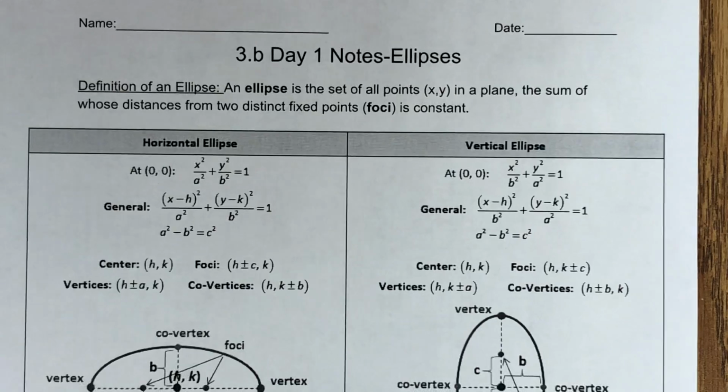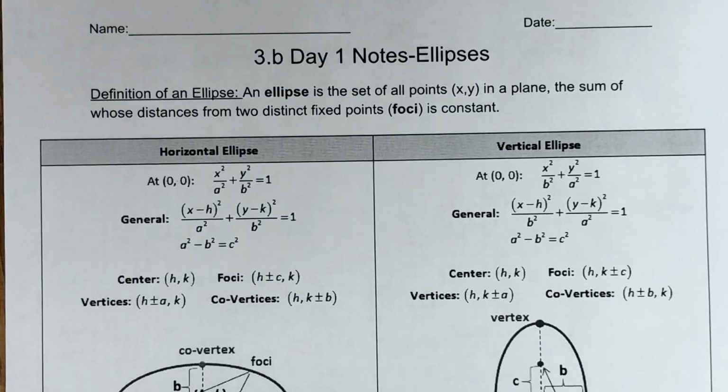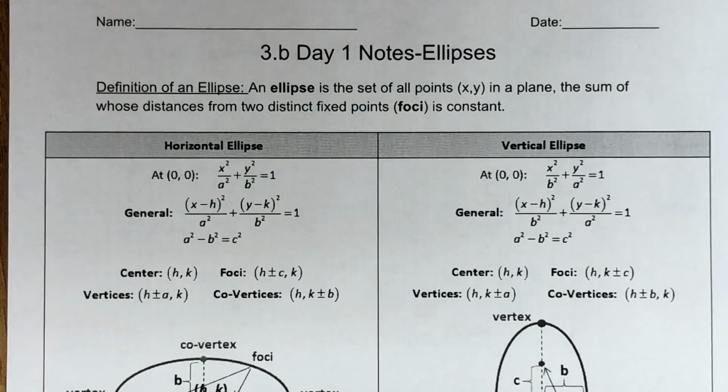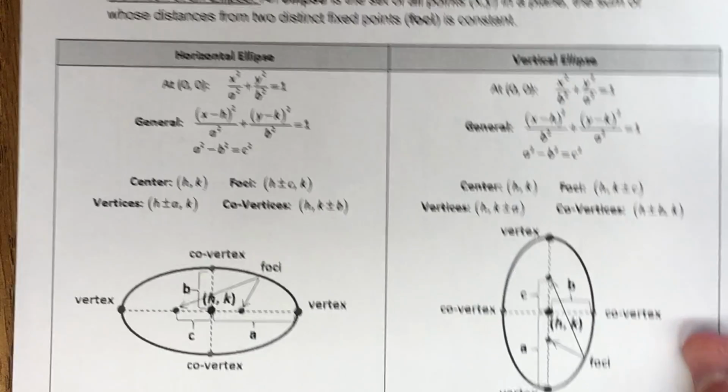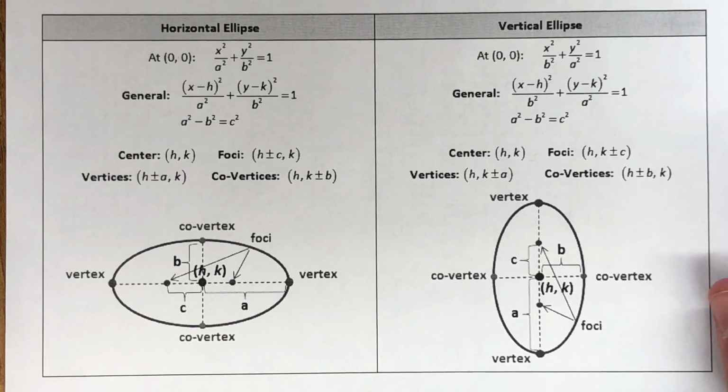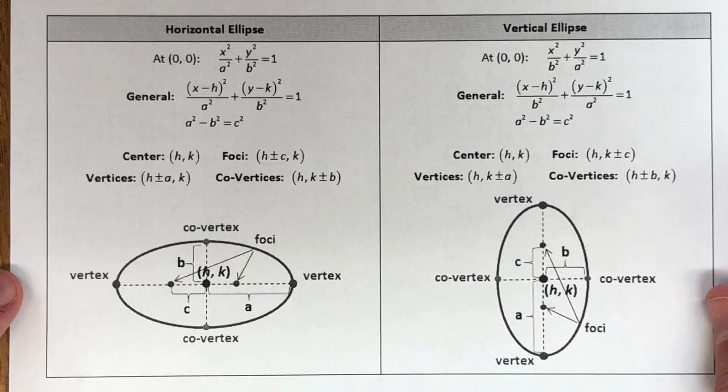Let's talk about ellipses. So an ellipse is kind of like a circle. We define it as the set of all points in a plane where the sum of the distances from two distinct fixed points, called the foci, is a constant. So, like with parabolas, we have both a horizontal and vertical ellipse.